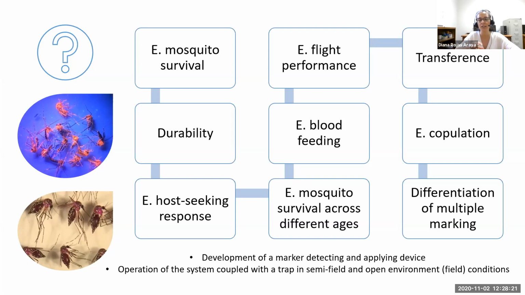We wanted to make sure that they would not affect very important mosquito traits, and we also wanted to evaluate other practical questions. So we went through these different topics. We evaluated the impact of the powders on survival, host seeking response, flight performance, blood feeding, copulation, and also other practical things like, for example, are we able to detect them in the environment for several days, or are they being transferred between a marked and unmarked mosquito, or are we able to see more than one powder in the same mosquito?